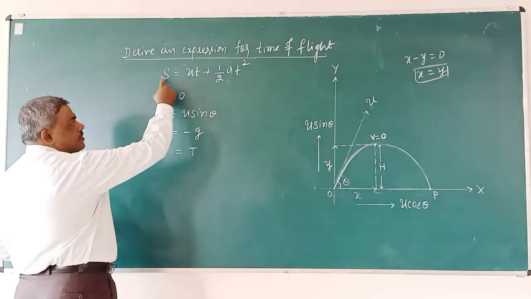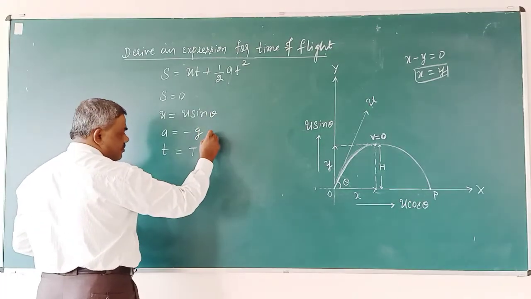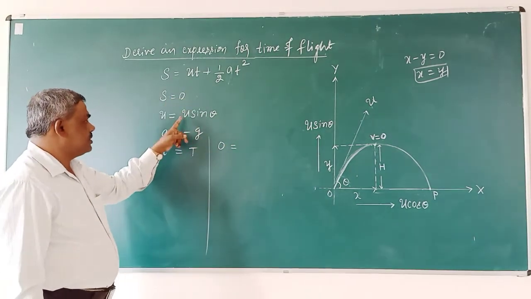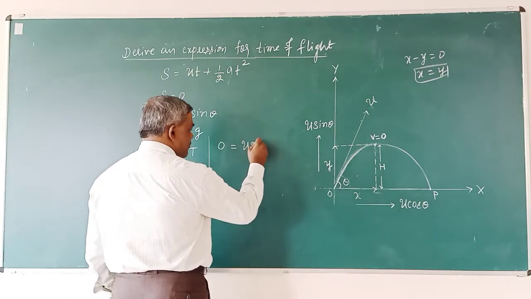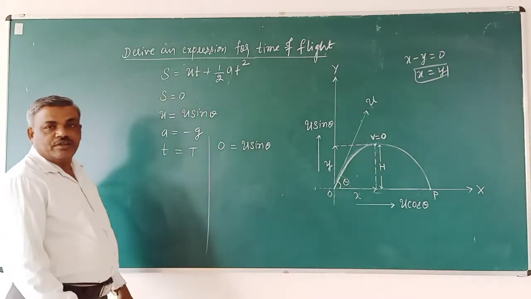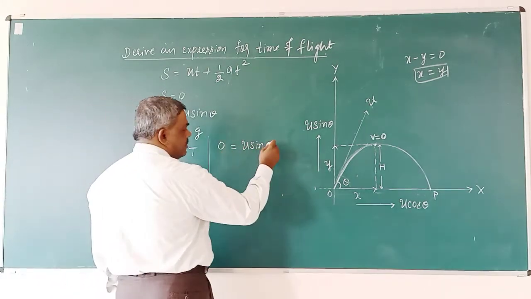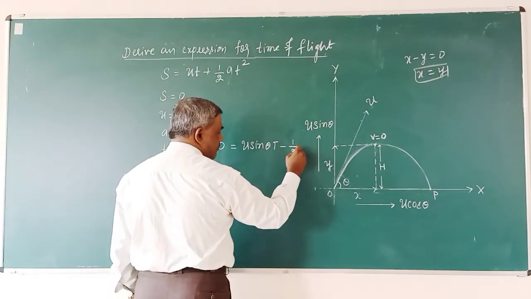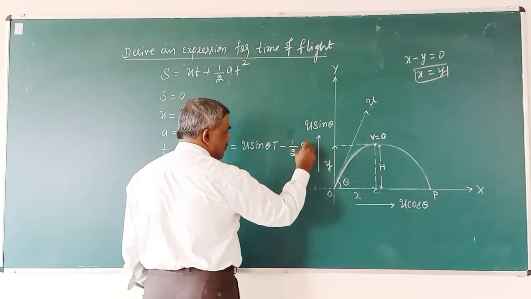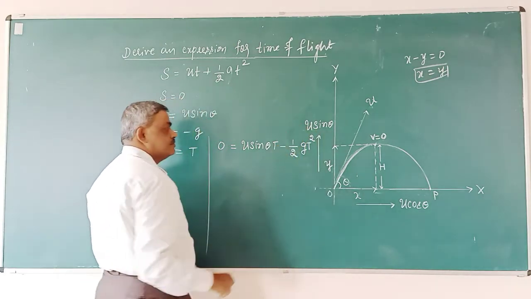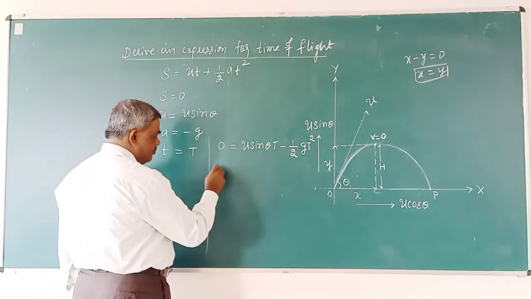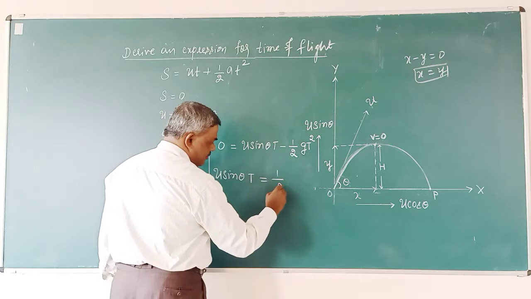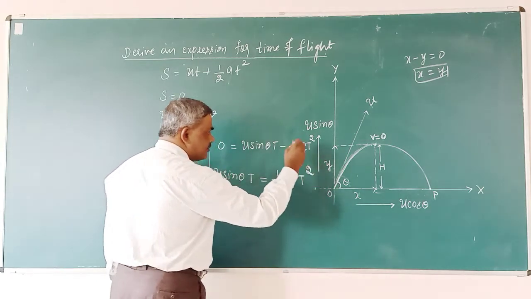Now substituting into this equation, s equals 0. The velocity is u sin theta, so u sin theta into capital T, plus one by two into minus g, capital T square. So once again, u sin theta into T equals half g T square.